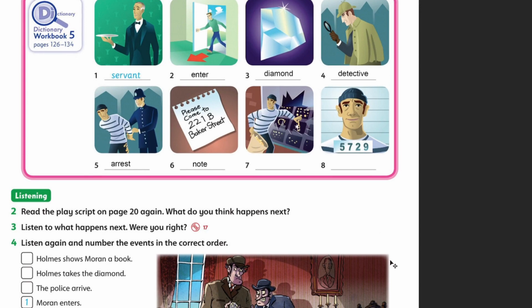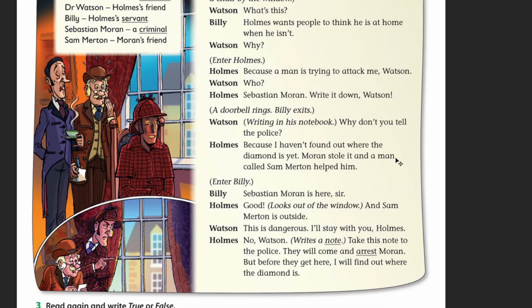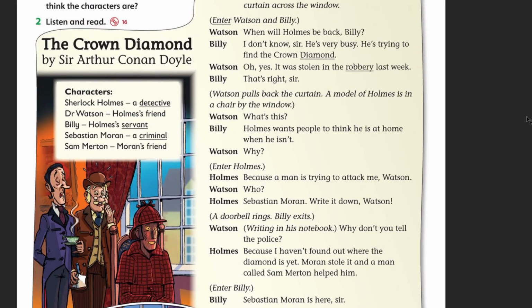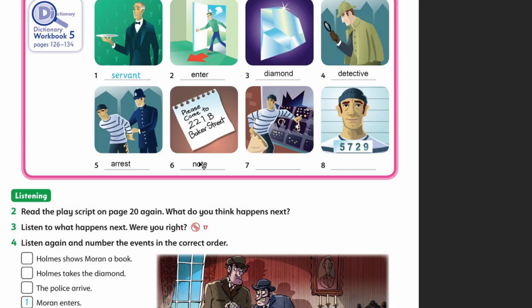What do you call this action? Is it enter? No, we have answered that already. Is it diamond? No, we have answered that already. Is it robbery? Yes. So this is a robbery. Robbery is when somebody steals or robs, from the word rob or steal. Taking something that is not yours. Robbery or stealing.